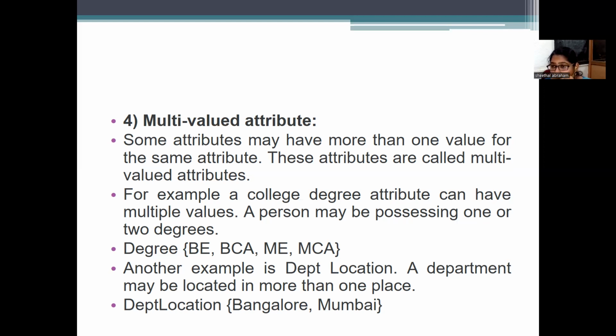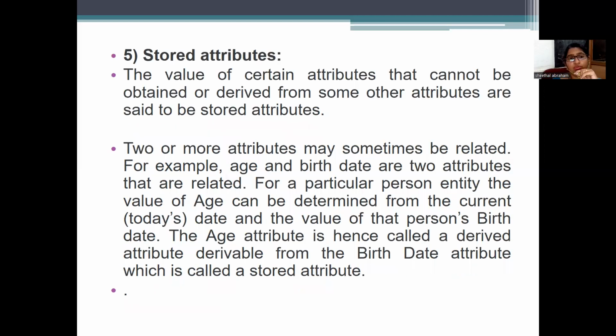Another example is department location. A company can have multiple locations for its department, such as Bangalore, Mumbai. Multiple locations can be there for the department. So these are multi-valued attributes.